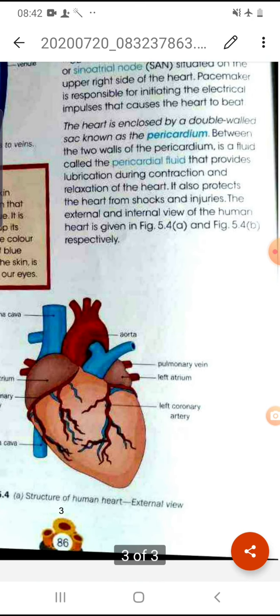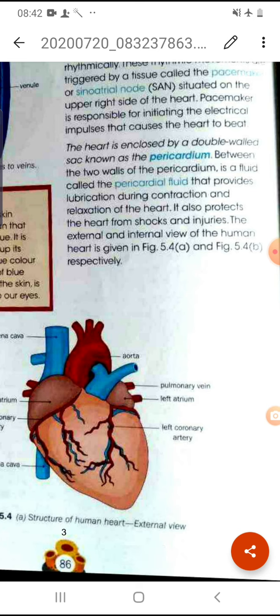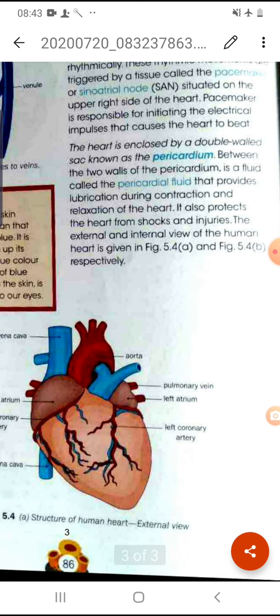Okay, the heart is enclosed by a double membrane sac like structure that is known as the pericardium. So the membrane of the heart is known as pericardium. Between the two walls of the pericardium, there is a fluid that is called the pericardial fluid. It provides lubrication during contraction and relaxation of the heart. It also protects the heart from shock and injuries from the outside environment.